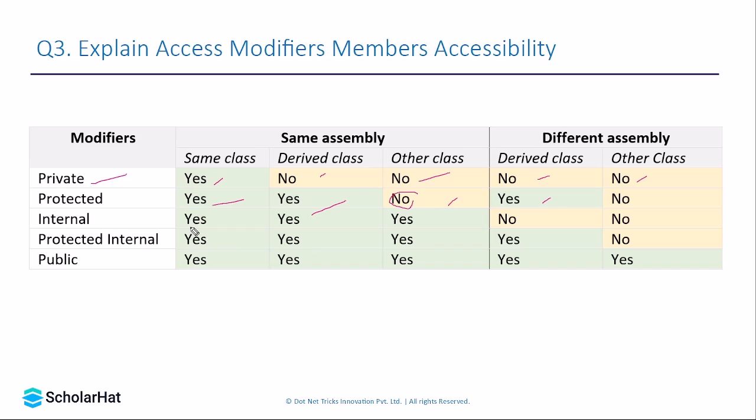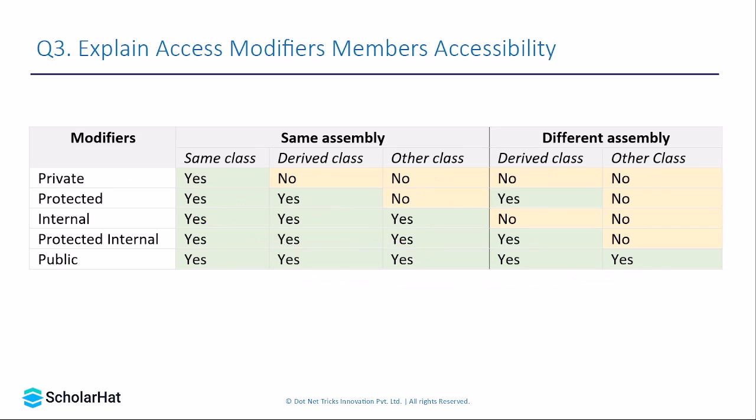Internal can be used in the same assembly only. Remember we discussed that internal cannot be used in a separate assembly, so that's why you can see these things are termed as no, and internal can be used in the same assembly. Now protected internal can be used in the same assembly as well as in a different assembly, but with a derived class. So protected internal can be used in the same class, a derived class, another class, and in a different assembly as well, in a derived class. And finally, there is public, which has the least restriction, and it can be used anywhere. So these are the access modifier accessibilities explained.